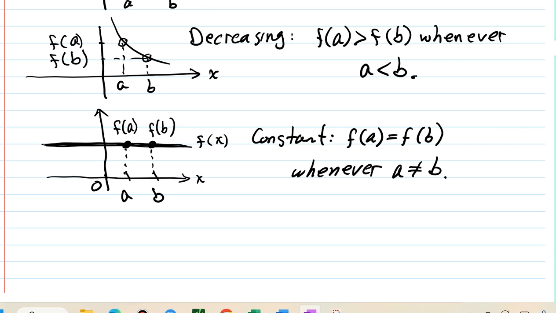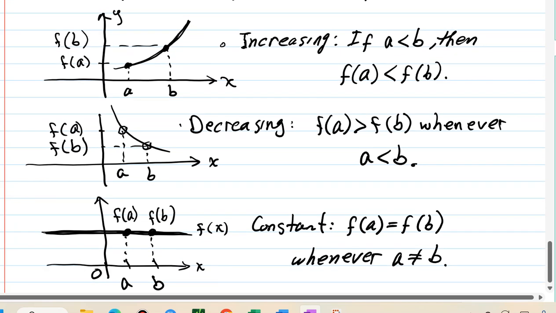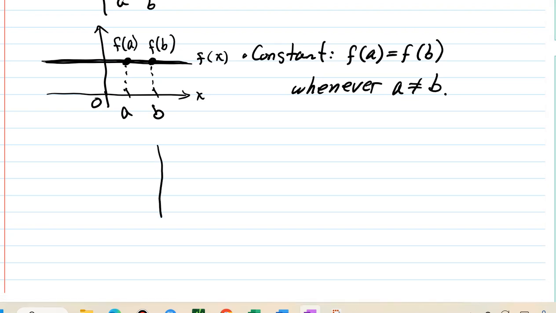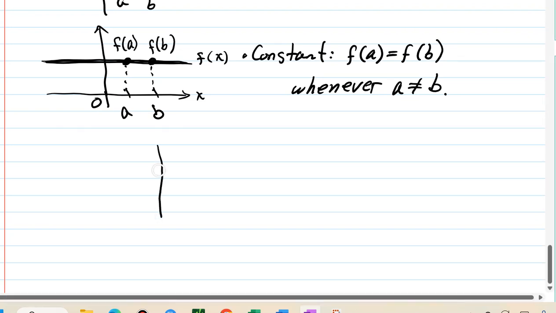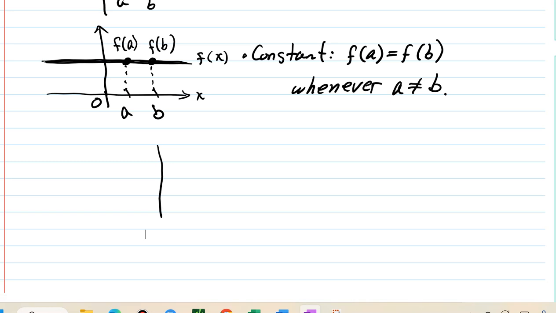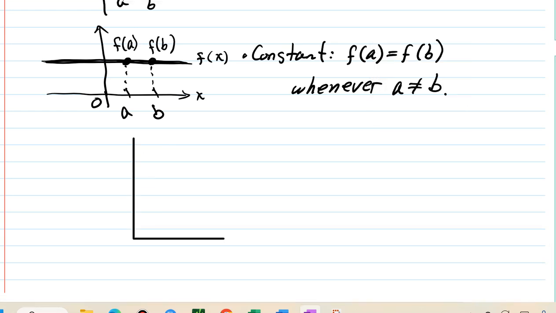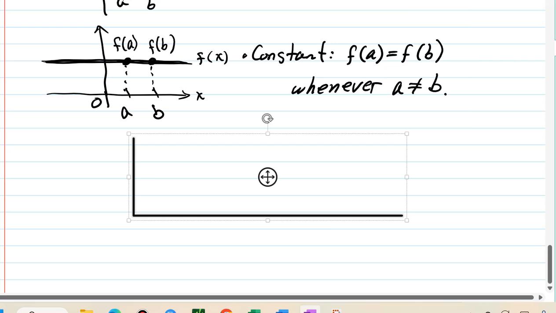So there we have the 3 flavors of function behavior. A function could be increasing, decreasing, or constant. It can only be one of these 3. Now, the graph of a function could have 1 or more of these, right? We could have 1 or more of these on the graph of a function. So let me actually bring up my nice coordinate system. There you go. And suppose I have something here.